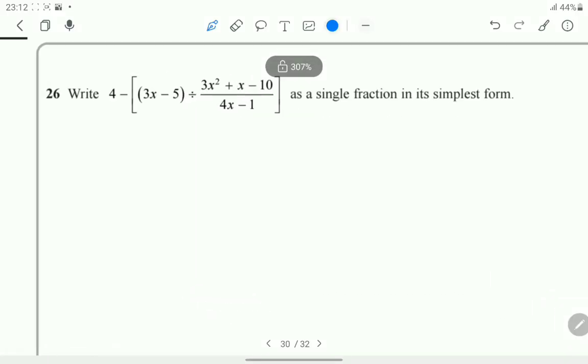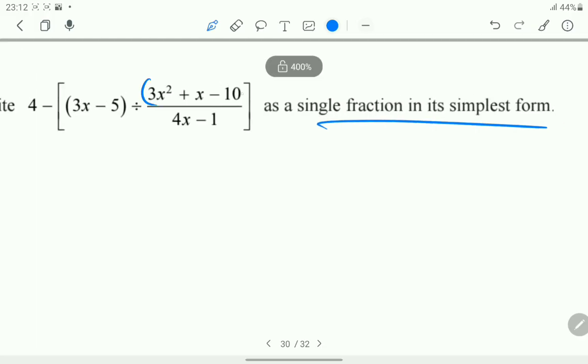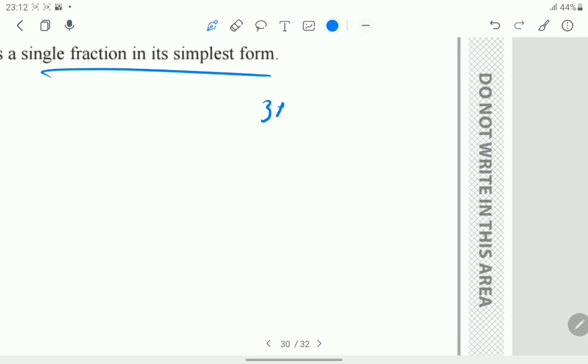We have question 26 with us. Write 4 minus (3x minus 5) divided by (3x squared plus x minus 10), divided by (4x minus 1), as a single fraction in its simplest form. So I can already see the hint that this needs to be factorized. So let's just get done with this first, and we have this.